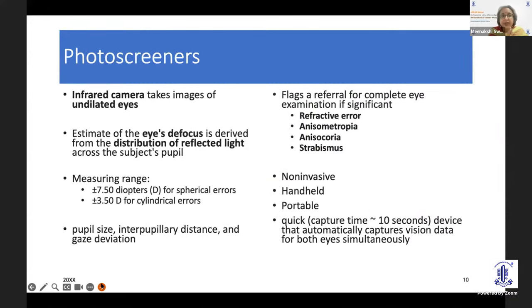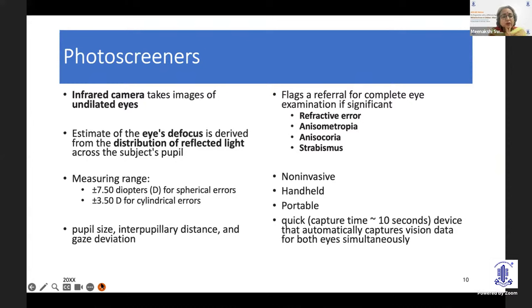Moving on from the apps to photo screeners. So the principle of a photo screener is basically an infrared camera that takes images of undilated eyes. Remember, a screening should not involve a lot of time and effort. No drops are necessary. Undilated eyes. So it estimates the eye's defocus, which is derived from the distribution of reflected light across the subject's pupil. You don't have to remember this for the exam. Just remember that the camera is infrared.